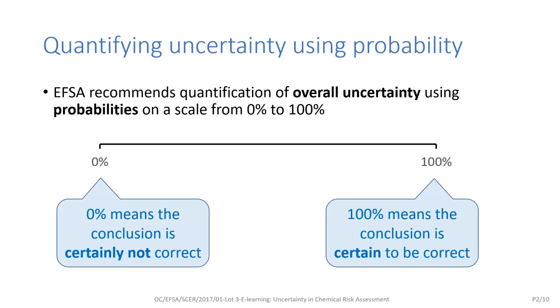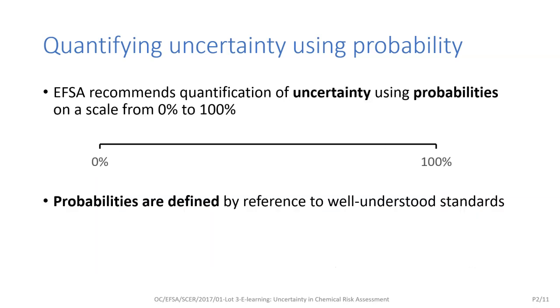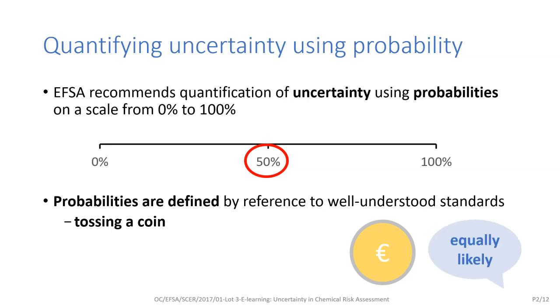The conclusion could be a statement, for example, that exposure is below the tolerable daily intake, or it could be a range for a quantitative estimate, for example, the exposure of a high consumer. Intermediate probabilities are defined by reference to well-understood standards. For example, if we say that a conclusion has a probability of 50%, we mean it is as likely as getting heads when tossing a coin. We judge that the conclusion is equally likely to be correct or incorrect.